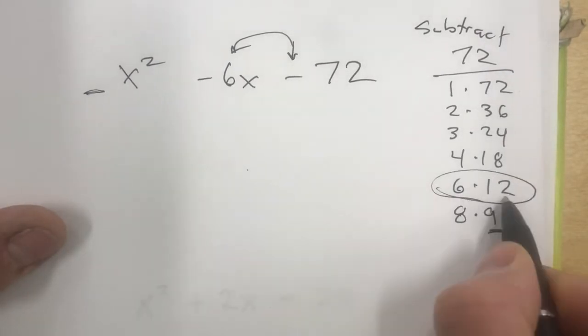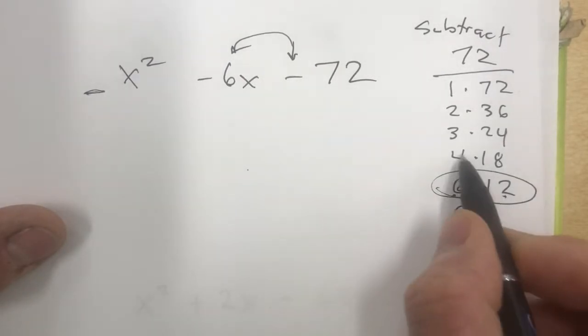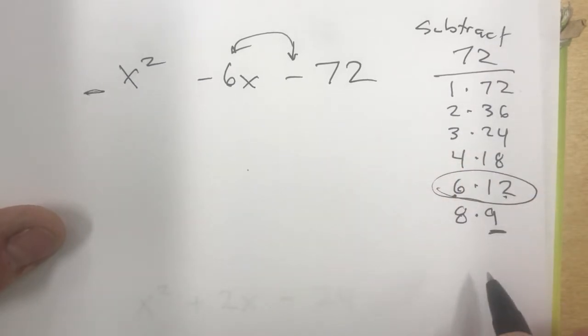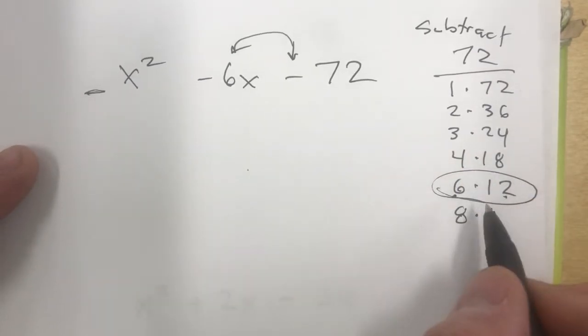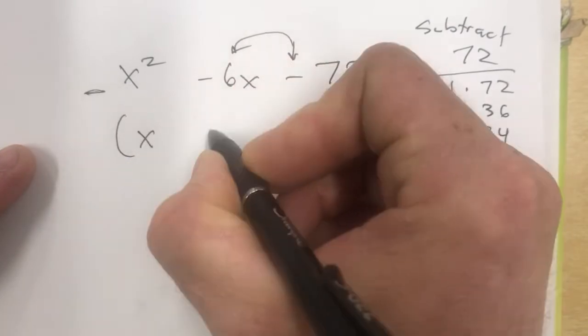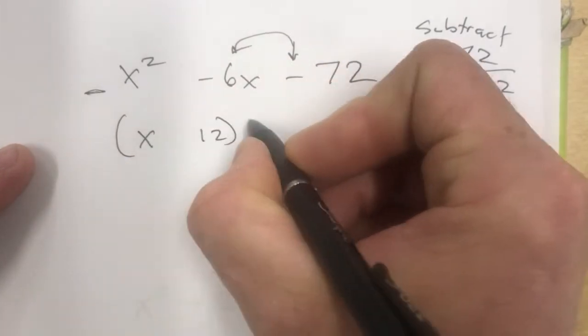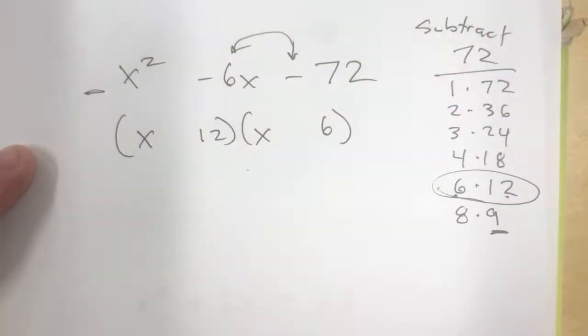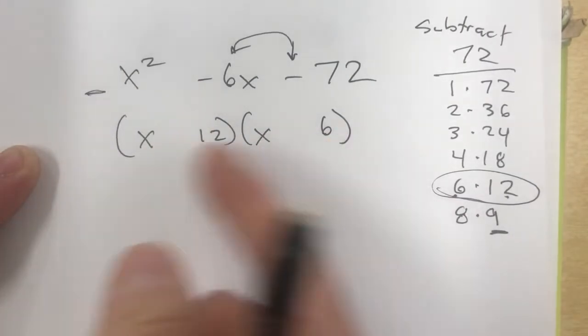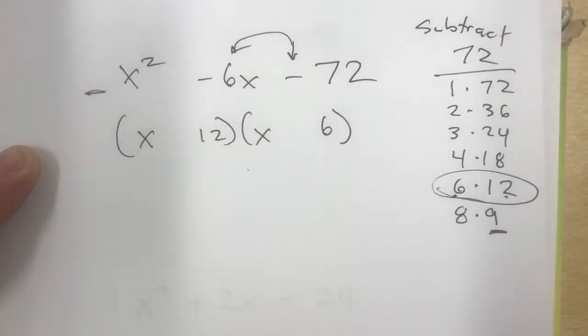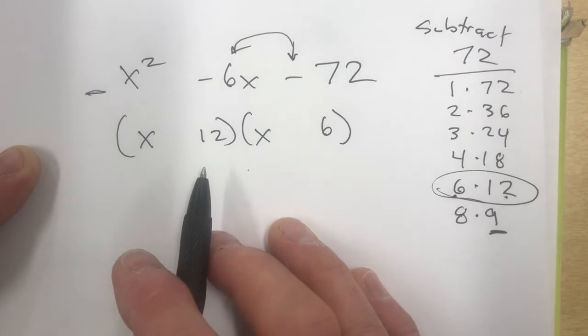Well, right there it is. 12 minus 6 is 6. None of these other ones subtract and get 6. So there's my two numbers for my factors. So let's put them in. I've got an x and a 12. I've got an x and a 6. I'll put them in. It doesn't matter which order you put them in. And there you go. Now all we've got to do is put our signs in.